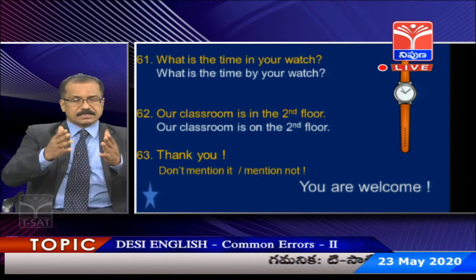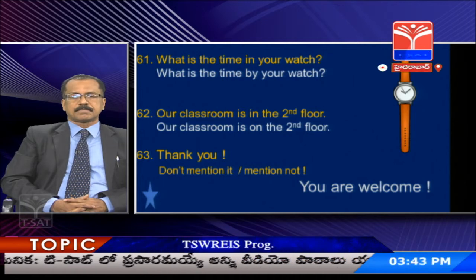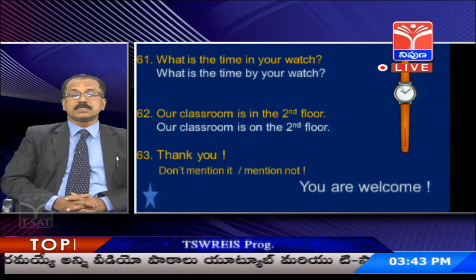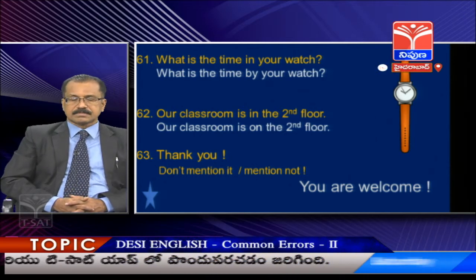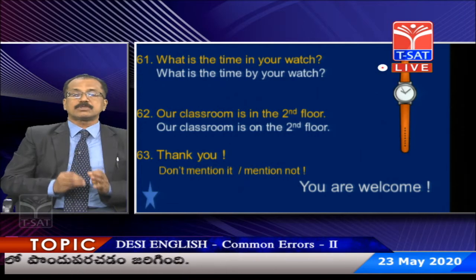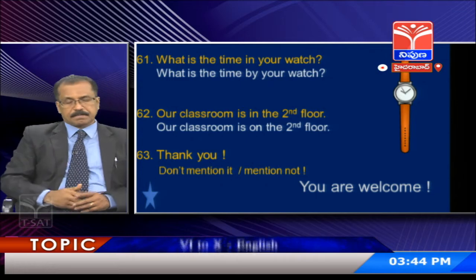The next sentence. "Our classroom is in the second floor." Is it a correct sentence? No. You should say, "Our classroom is on the second floor." On the second floor or third floor, whatever.